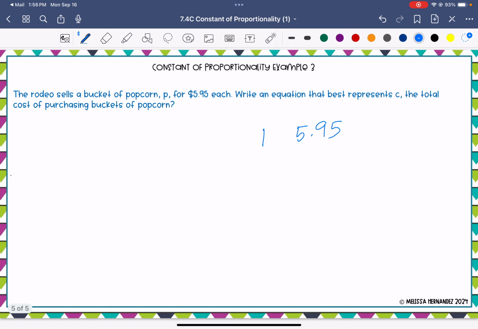So instead of Y equals KX, we're going to modify it to C, which is your cost, your $5.95. And we'll say P for popcorn. So in other words, for every amount of buckets of popcorn, that would substitute P. And then your cost is determined by how many buckets of popcorn you purchase. So to refresh your memory, in 6th grade, P would be your independent and C would be your dependent value. The more popcorn you buy, the more it's going to cost you.